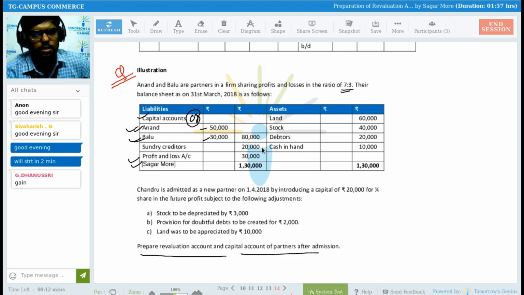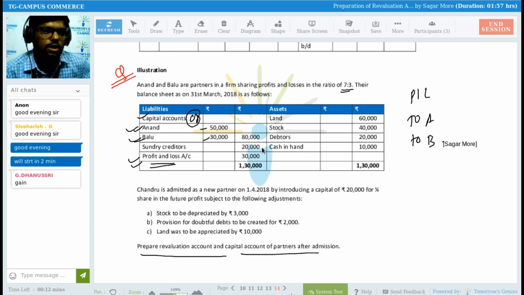So this profit and loss account also we are going to write down on the credit side of Anand and Balu. If you remember, for the distribution of accumulated profit, the general entry is profit and loss account debit to A's capital and to B's capital. So you'll write it on the credit side of A and B, by profit and loss account 30,000 rupees, in the ratio of 7:3.